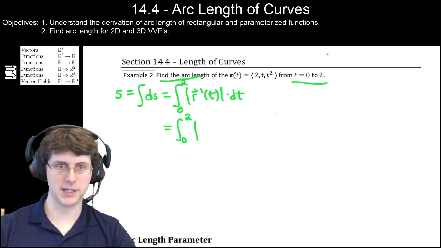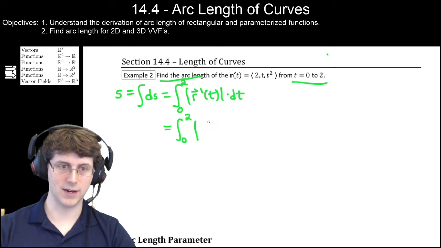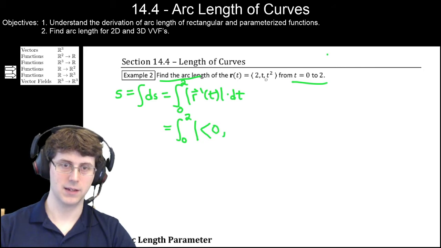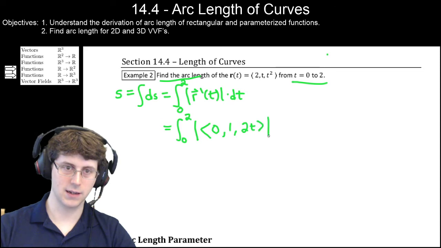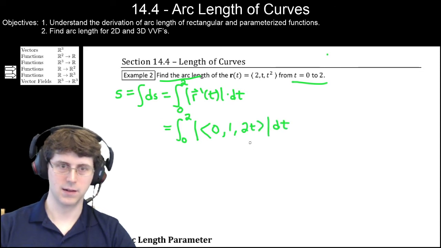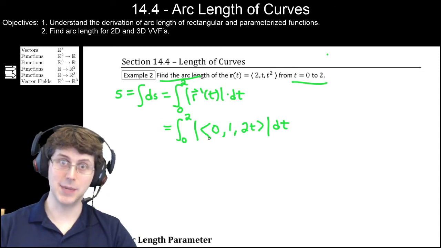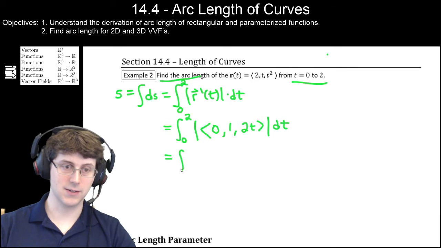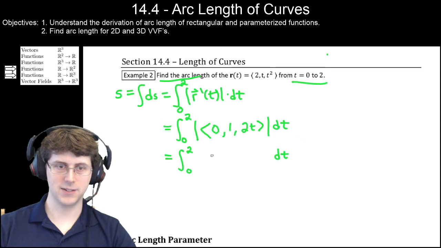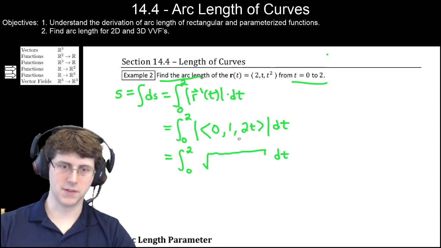I'm not going to do too much at once. I'll start by finding r prime of t and drop it in here. The derivative of 2 with respect to t is 0. The derivative of t is 1, and the derivative of t squared is 2t. This vector is the velocity vector, and when we take its magnitude, we get the speed. So let's take its magnitude. The magnitude of this is the square root of the sum of the squares of the components. So I'll have 0 squared plus 1 squared plus 2t squared.